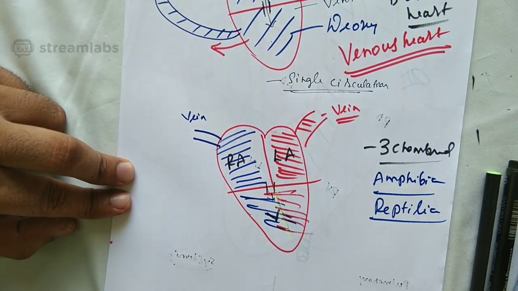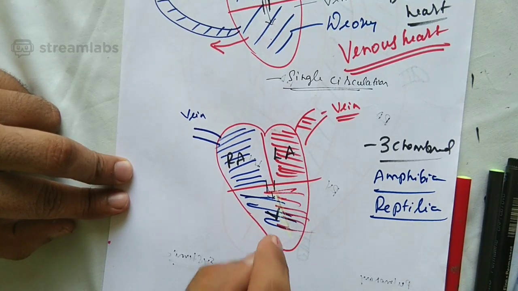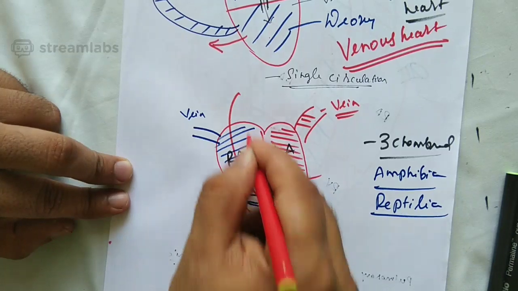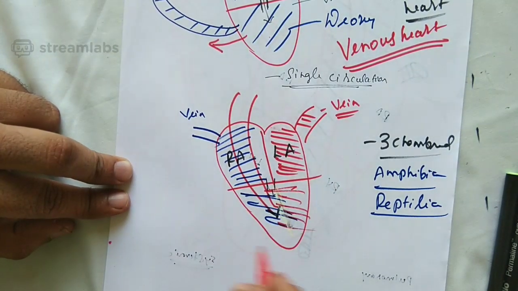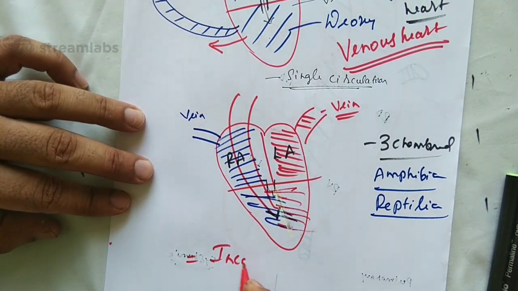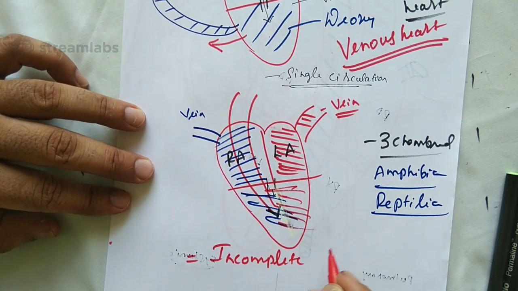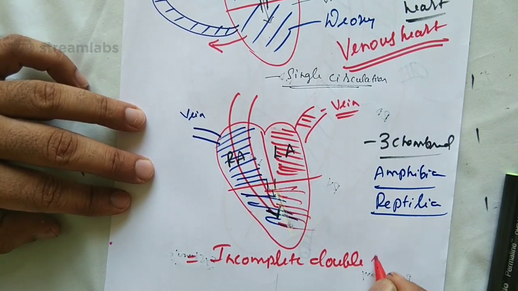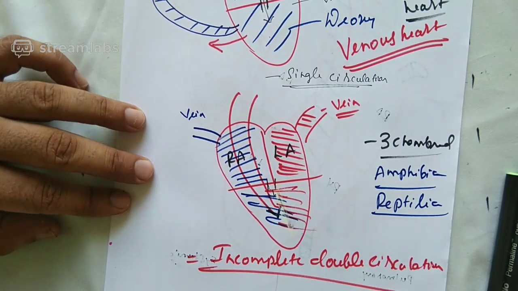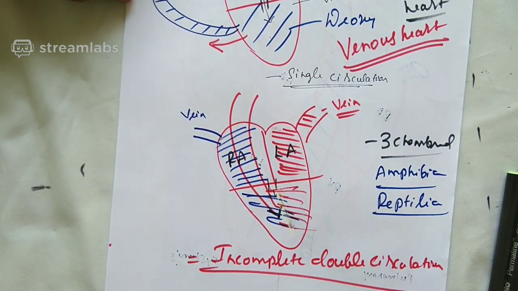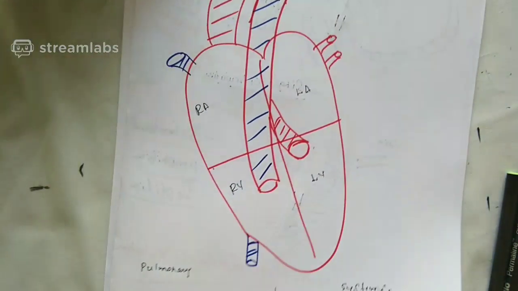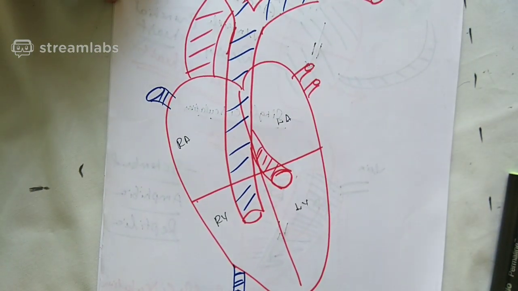Since deoxy and oxy bloods are mixing here, the blood whatever pumped will be mixed blood. That kind of circulation is called as incomplete double circulation. Hope you understood regarding incomplete double circulation, where blood gets mixed in the case of ventricles. Now we'll study in detail regarding the double circulation with the help of this diagram.